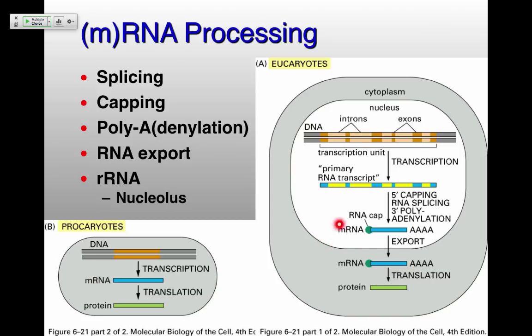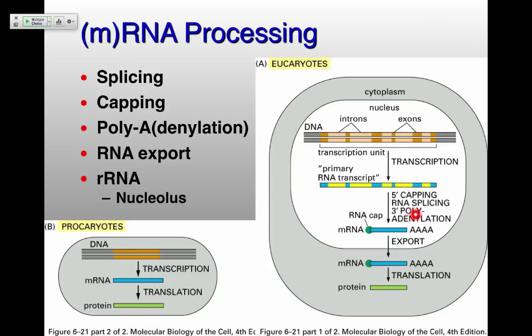You also have capping, which is what happens at the 5' end. You'll notice I didn't bring my DNA model today. Don't worry, it'll be back later in the term. So you need a very specific structure at the 5' end of your RNA. And it turns out that's really important for translation, as we'll talk about later, but also for getting that messenger RNA outside of the nucleus into the cytoplasm to be translated.